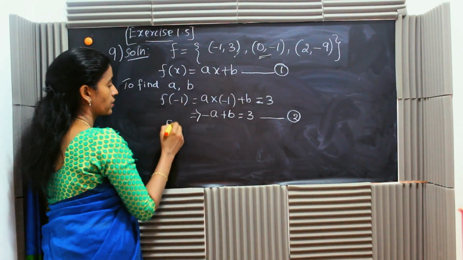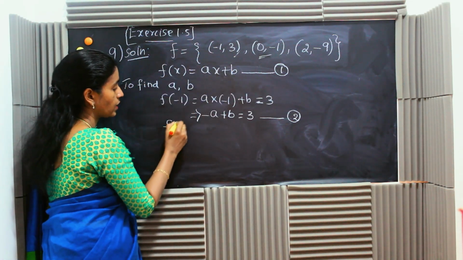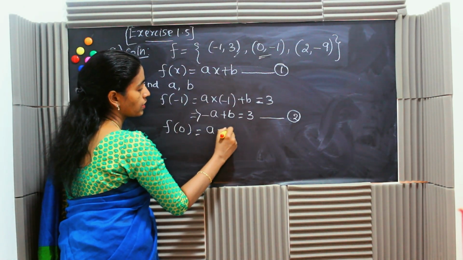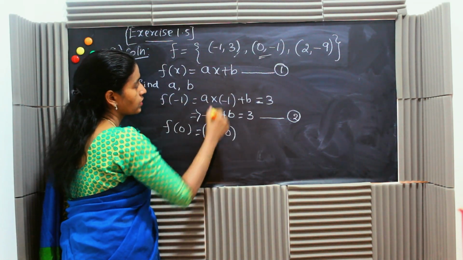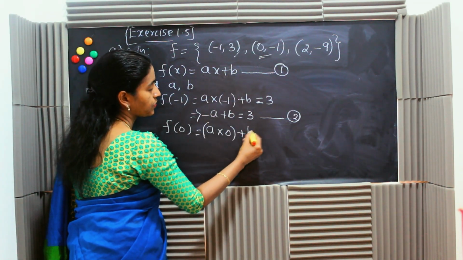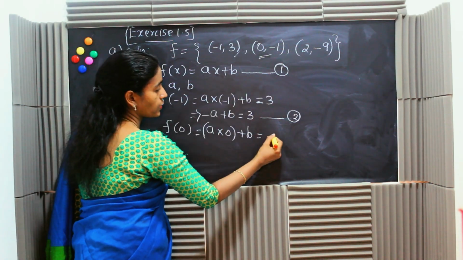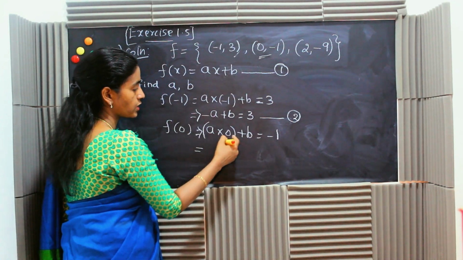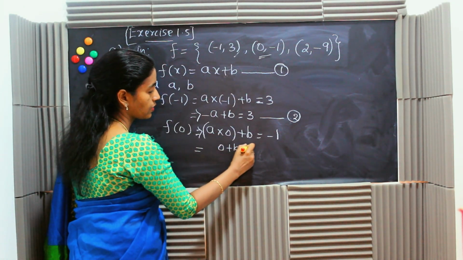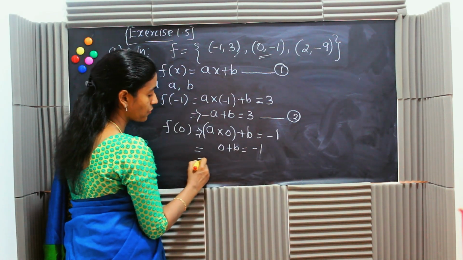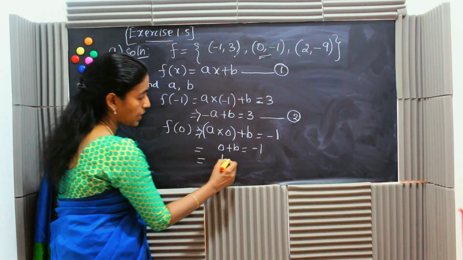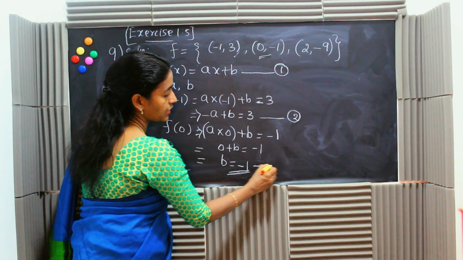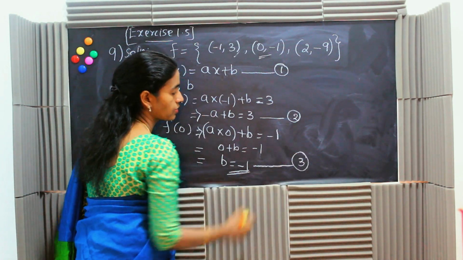So here, according to this formula, I'll be getting f of 0 equals a into 0 plus b, and the value is -1, right? A into 0 is 0, plus b equals -1. So we have gotten b value was -1. We can take this as equation number 3.